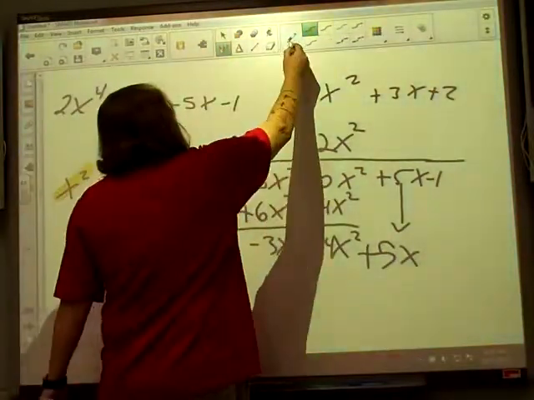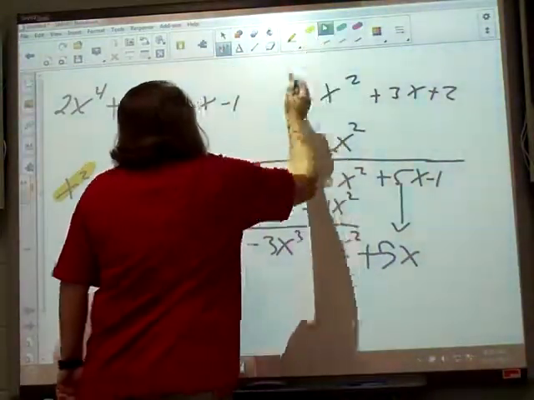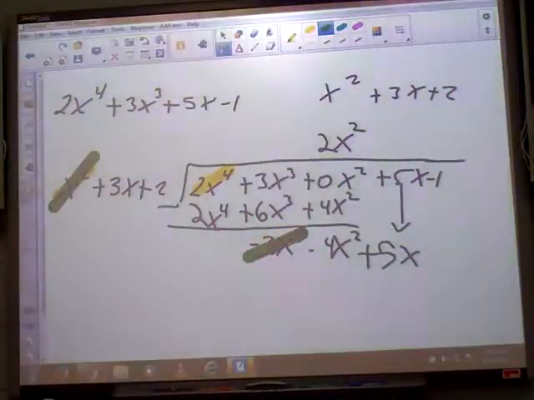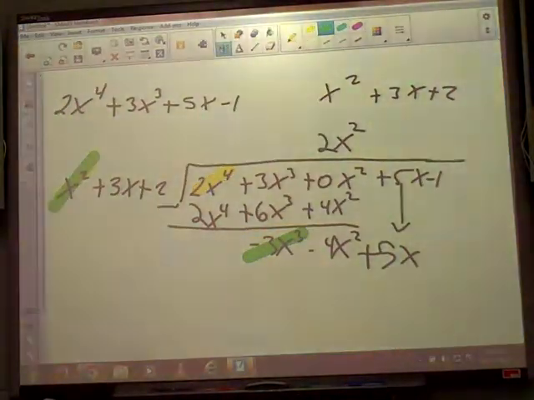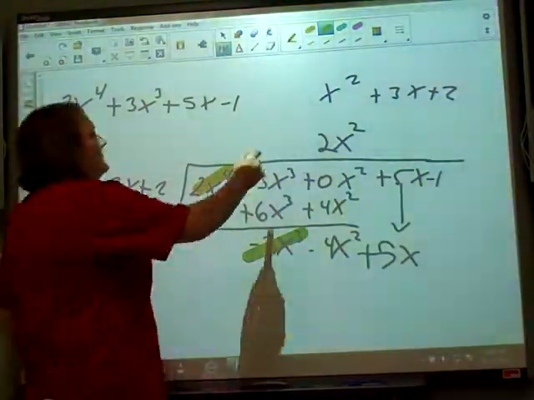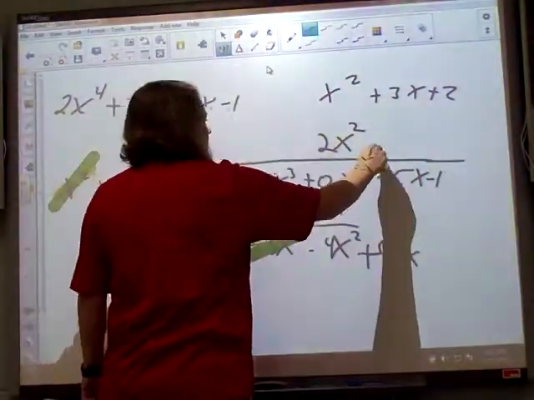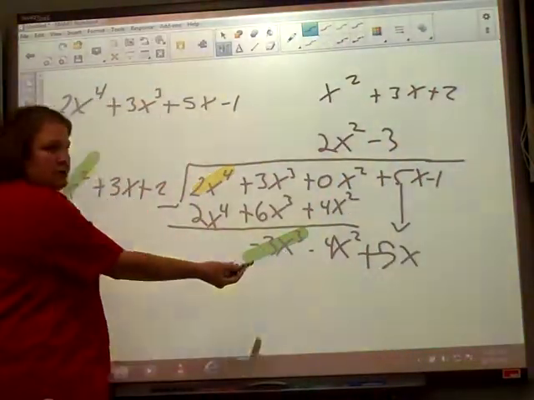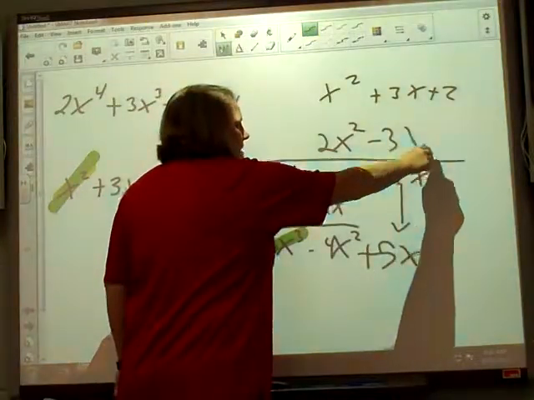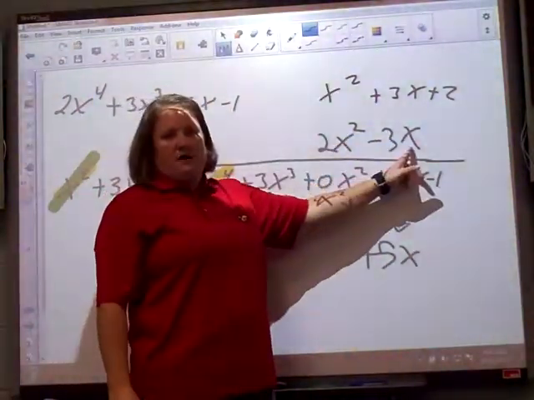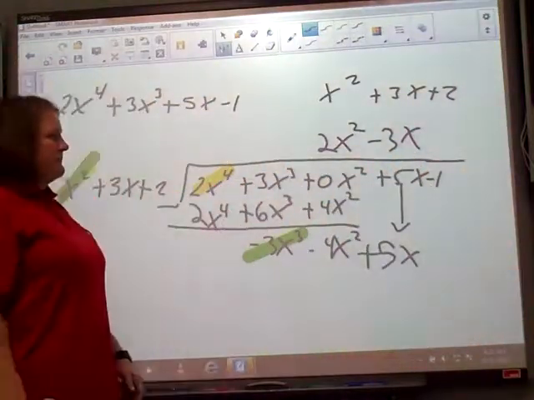So we started this off by saying x squared times what made 2x to the fourth. Now we're looking at x squared times what makes negative 3x cubed. So this is a 1. 1 times what makes negative 3? Negative 3. What about x squared to get to an x cubed? X to the first. And see how these are going? This one was squared, this one's first, right? So that's a check for you.